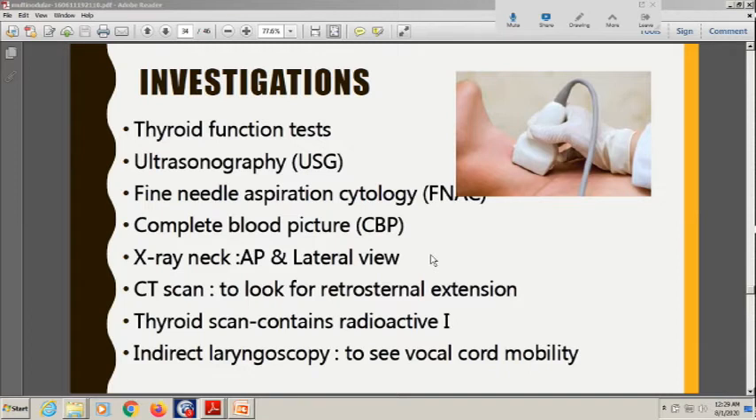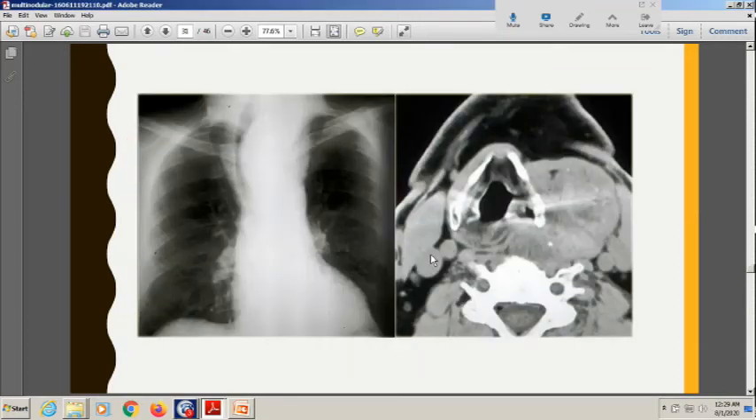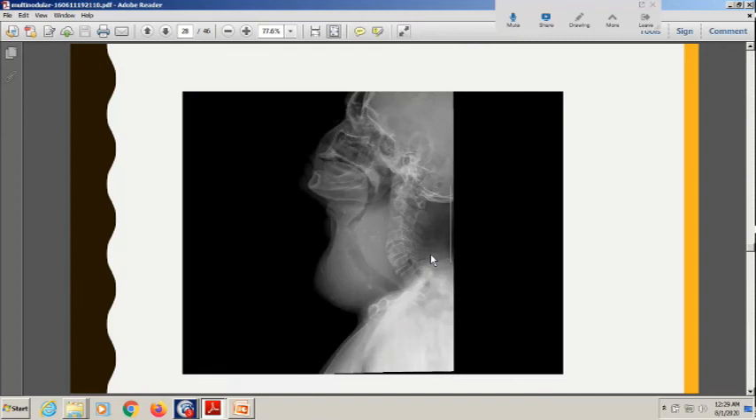You can see the calcification in this photo. These are the calcifications, and you can see the trachea also.